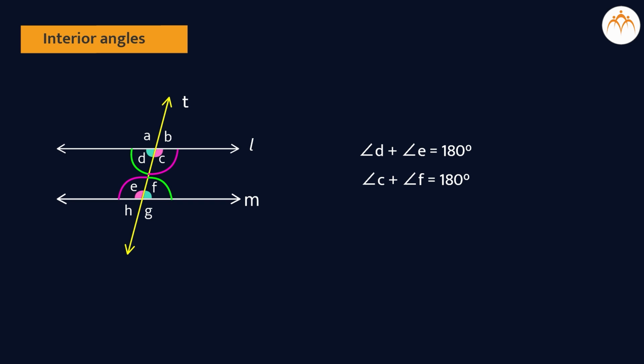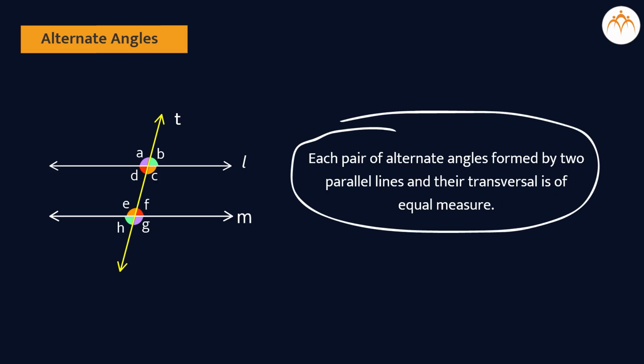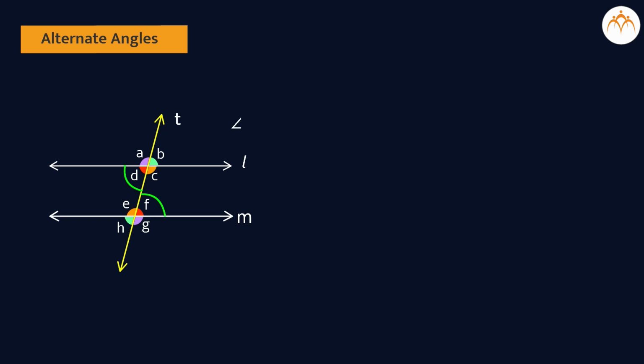Now let's learn about alternate angles. A pair of angles that are on opposite sides of the transversal and have their arms on the transversal pointing in opposite directions are called alternate angles. Also, each pair of alternate angles formed by two parallel lines and their transversal is of equal measure. Now, in the given figure, angle D is congruent to angle F and angle C is congruent to angle E.